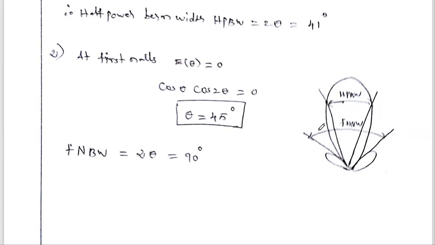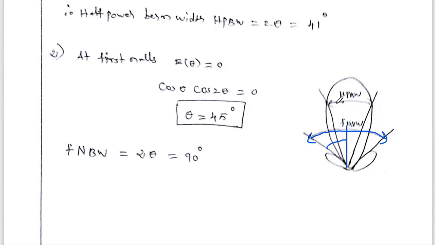Then from this, what is meant by first null beamwidth? The angular width between the two first nulls, in the left side and right side. So we calculated one angle, one half angle from this null to the center point. Similarly, this is also another theta. So the 2 theta is nothing but the first null beamwidth. So the first null beamwidth is equal to 90 degrees. Okay, this is the first null beamwidth.